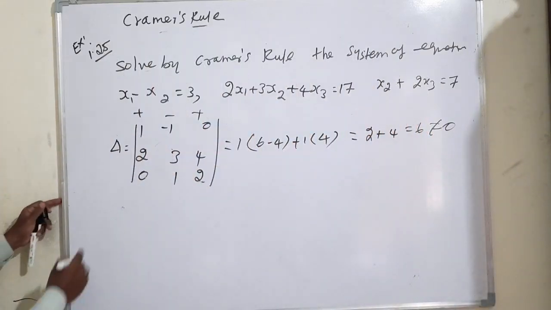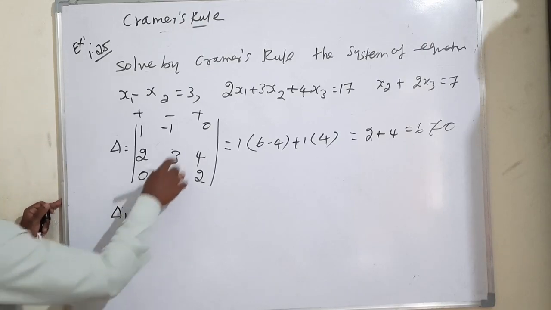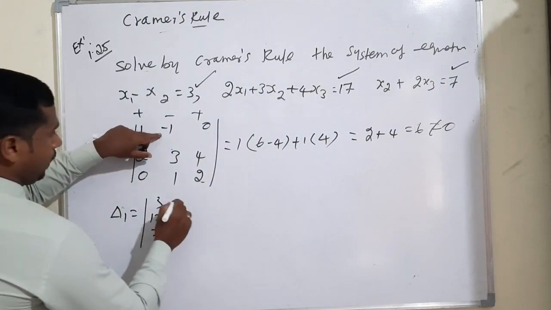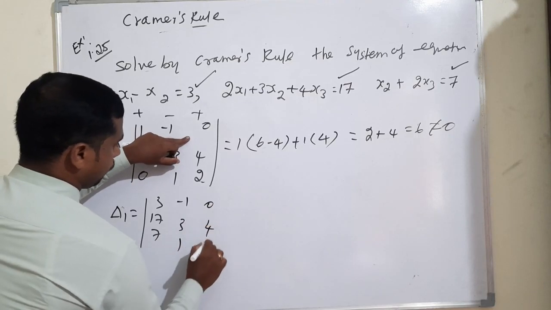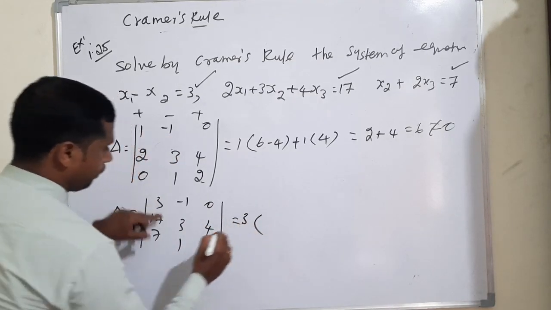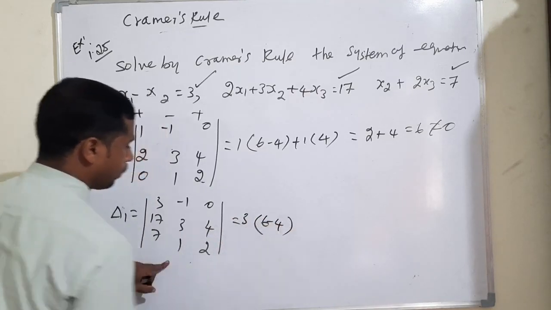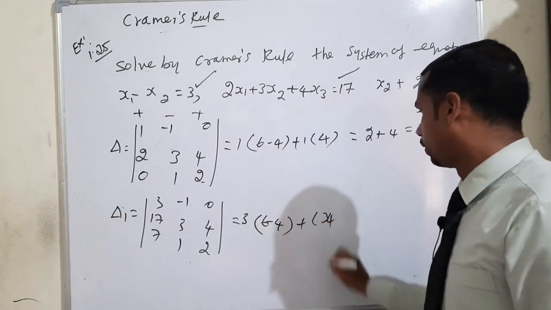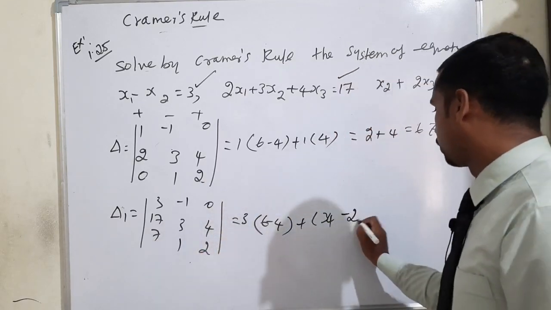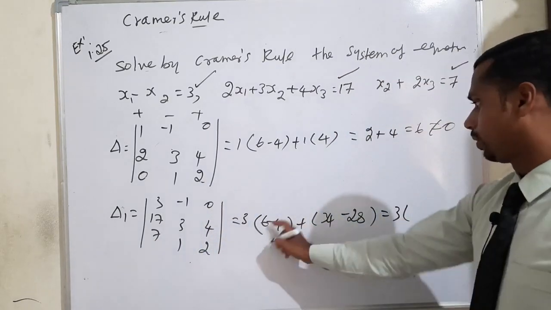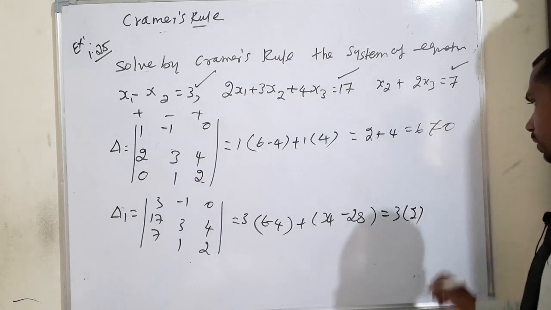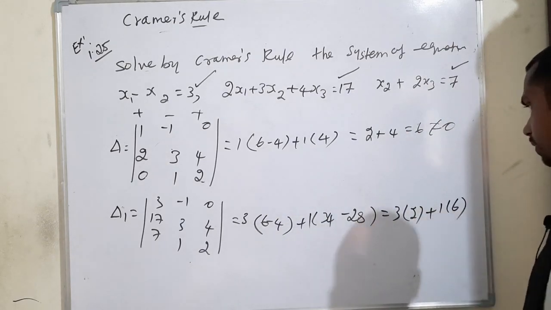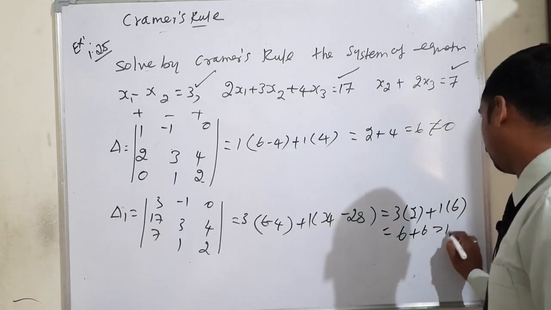Then how to find del 1? Del 1 means instead of column 1, we write the constants: 3, 17, 7. Remaining columns: minus 1, 3, 1, and 0, 4, 2. How to simplify? 3 into 2, 6, cross multiply means minus 4. Second term, minus into minus plus, 17 into 2, 34, remaining 7 fours are 28, so minus 28. Here 3 into 6 minus 4 means 2. 34 minus 28 means 6, so 1 into 6 is positive 6. Again 3 into 2, 6, here also 6. The value will be positive 12.